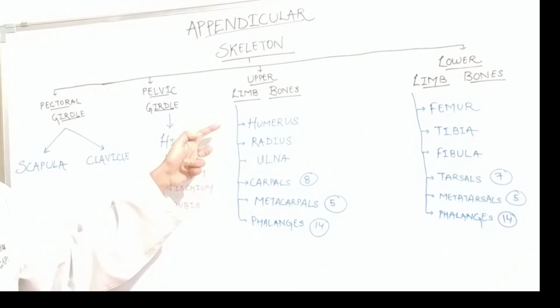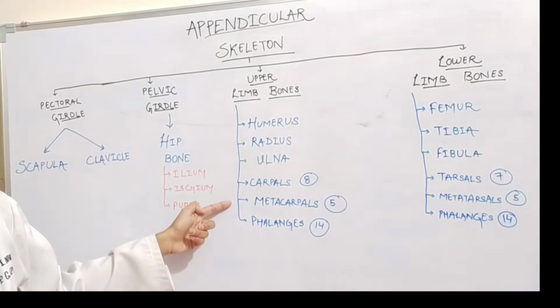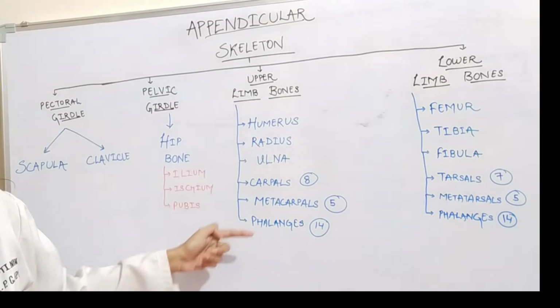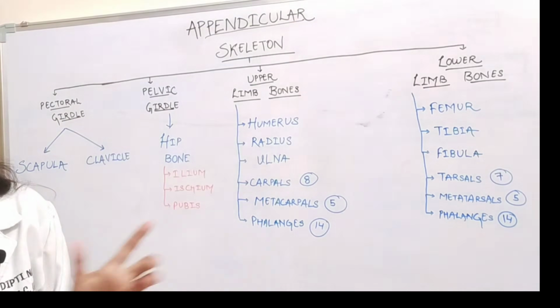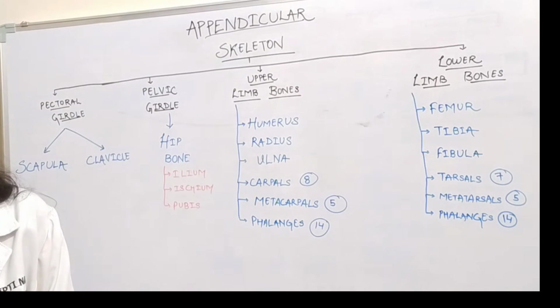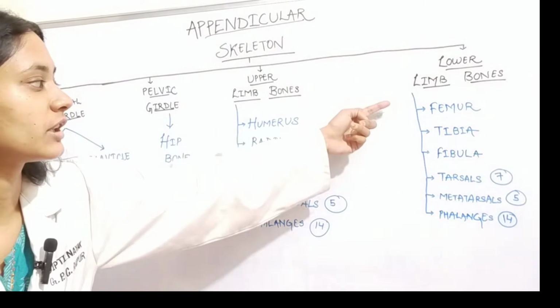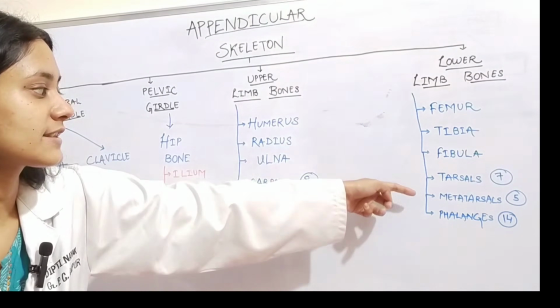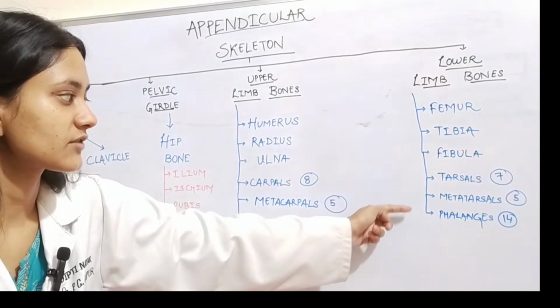Upper limb bones consist of humerus, radius, ulna, carpals 8, metacarpals 5, phalanges 40. We have also discussed the phalangeal formula, that is on thumb and grade 2 we have 2 and on the other fingers we have 3. Lower limb bones: femur, tibia, fibula, tarsals, metatarsals and phalanges. Tarsals 7, metatarsals 5, phalanges 40.